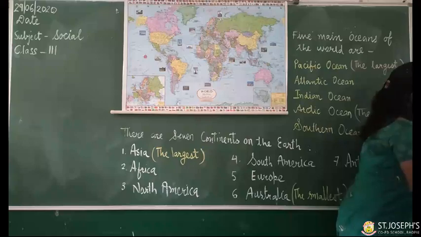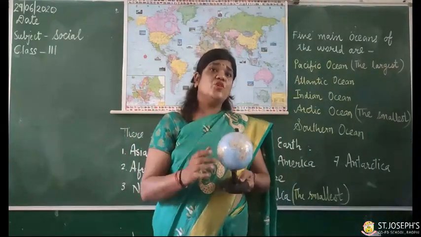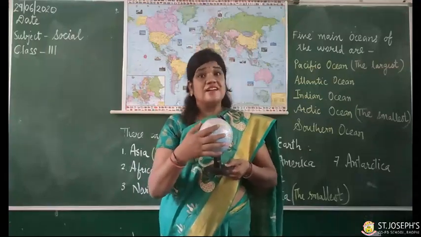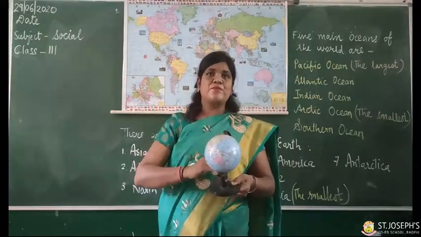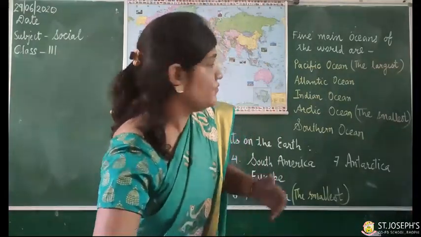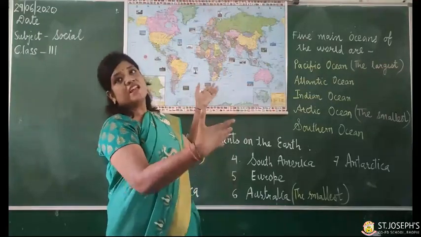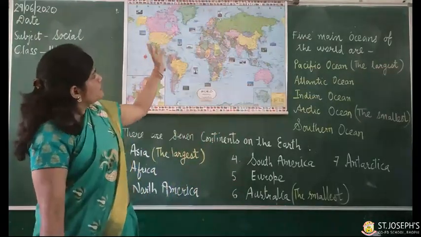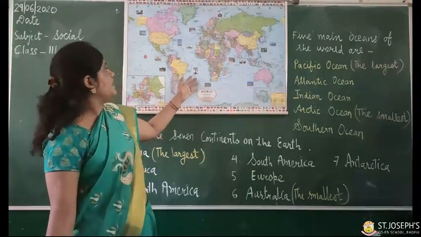This is a globe. This is the model of the earth. But again in a globe, there is a problem that we can't see the whole earth at a time. At a time, you can see only the front. The back portion you can't see. So in order to see the whole portion of the earth, we have this map. Before, I showed you a map of India, now I am showing you a world map. So you can see the whole world here.